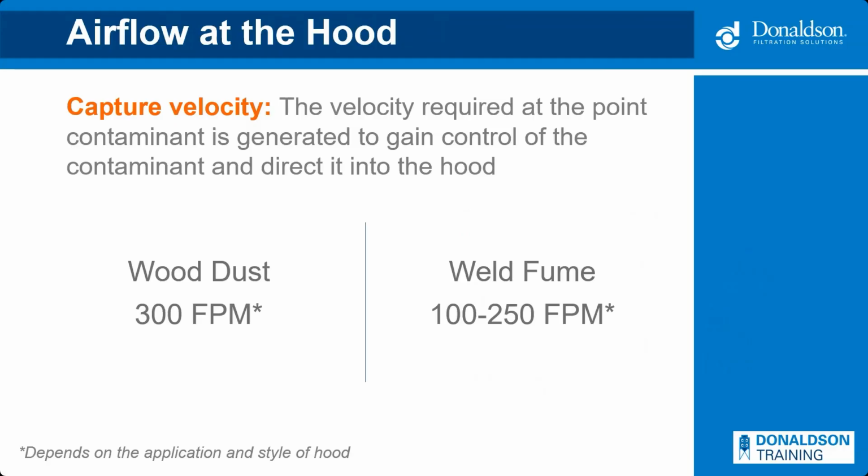When determining the airflow of a hood, the main design factor is called capture velocity. This is the velocity required at the point where the contaminant is generated in order to gain control of the contaminant and direct it into the hood. For school wood shops, capture velocity is typically around 300 feet per minute for wood, although it depends on the application and style of the hood. For school weld shops, it is generally between 100 to 250 feet per minute.